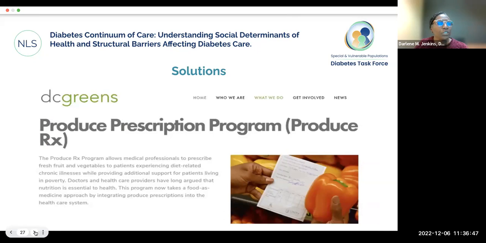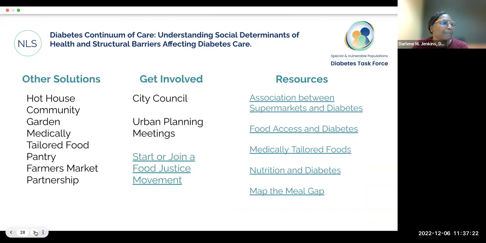Next slide, please. And then a second solution that we are seeing now is the produce prescription program. This is one of the programs that Unity Health Care in Washington, D.C. has. Their physicians actually write prescriptions out for food, and they work with the farmers market as well as other partners in their community to address food insecurity. So this is something that can also be considered when we're looking at solutions to address food insecurity in our community.